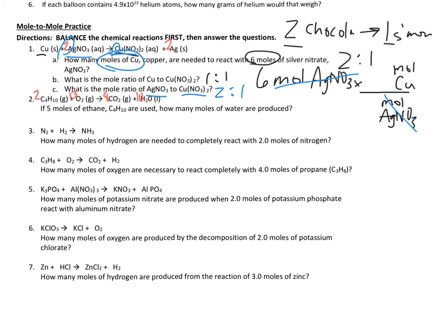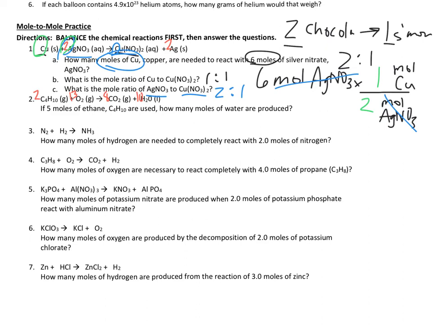So the numbers come from the coefficients. In this case, we have to ask ourselves, what is the coefficient for copper? In our reaction here, the coefficient is just a 1. So 1 goes on top for copper. And then what is the coefficient for AgNO3? Well, that's 2. So 2 goes down there for AgNO3. So again, with this mole to mole, we're looking at the coefficients for the conversion factors. Okay, so 1 mole for copper and 2 moles for AgNO3.